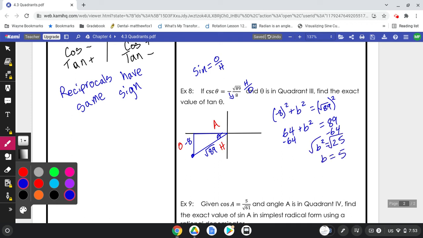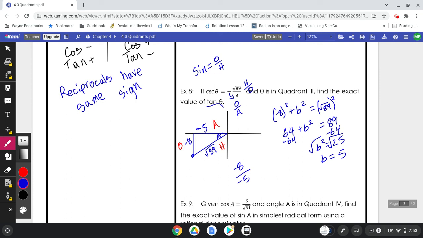And once again, we have to be careful here. We were putting 5 in, but because it's in quadrant 3, that is left. That will make that a -5. The invisible negative comes in. Now the final thing it asks us to do is find the value of tangent of theta. Tangent, TOA, O over A. So O is -8. A is -5. Negative divided by negative, those will cancel, and we will get 8 over 5 as our answer.